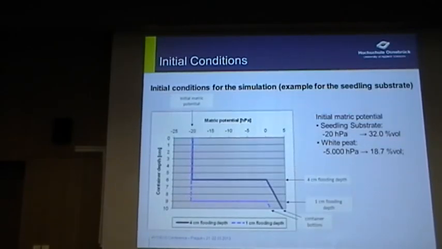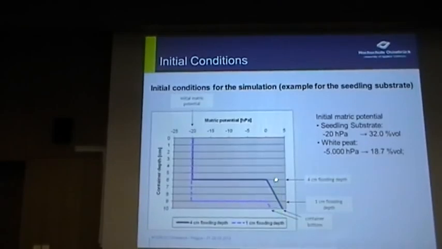Now, if we want to use it for Hydrus, we need initial conditions, and these are the initial conditions we use. This is the pot from the surface down to 10 centimeters, so a 10 centimeter high plant container. We started with the matric potential, which we measured under the conditions where we received the material, which is about 20 hectopascal or 32 volume percent for the fine substrate and about 5,000 hectopascal for the white peat. So these are the initial conditions down to the place where the water surface is during flooding.